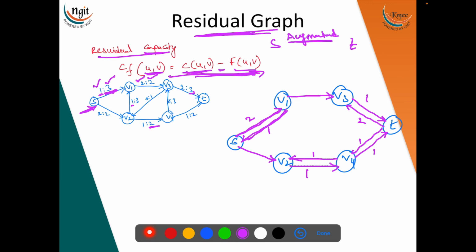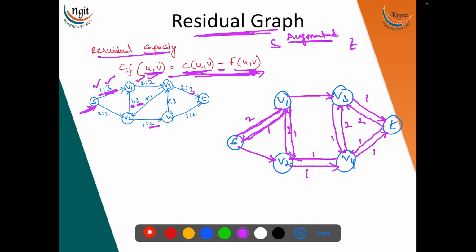And there are other vertices. V4 to V3, 0 minus 3, that means 2 will be here and 1 will be here. Now see V1 to V2. V1 to V2 has flow 1 and capacity 3. That is 3 minus 1, which is 2. The maximum capacity is 3, so the opposite direction will be 1. Now we're done with all the edges and all the vertices.